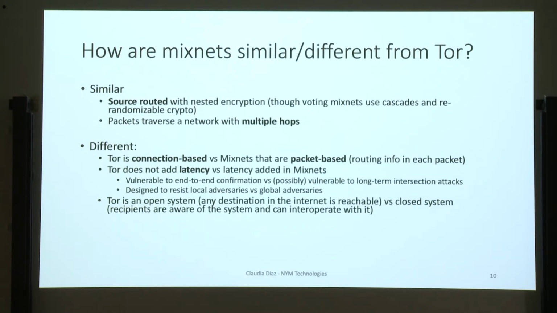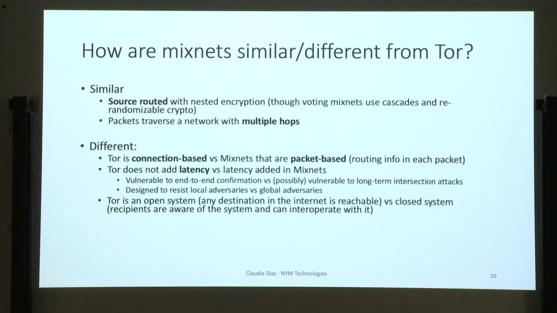While with mixes, we are adding latency, so you cannot perform this easy correlation. You can at best do what is called long-term intersection, which means that statistically, after many, many observations, you start seeing that some recipients are more likely than others to be your target. So in that sense, they are a lot stronger.